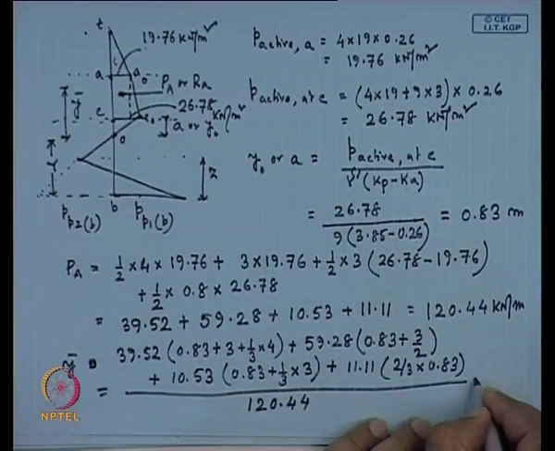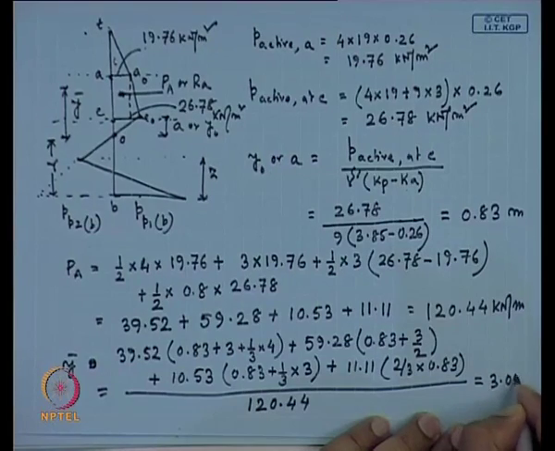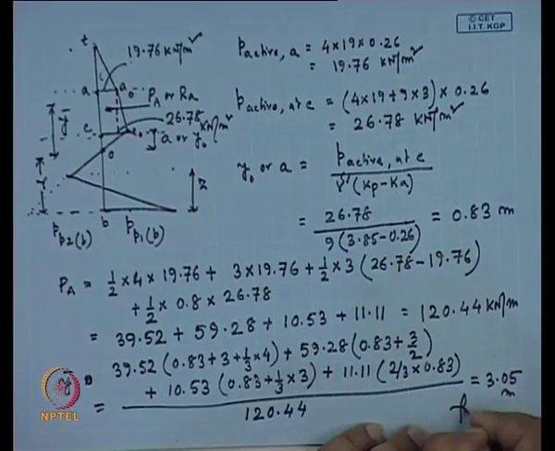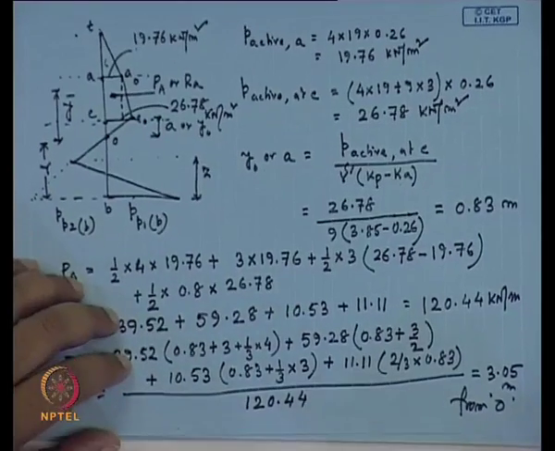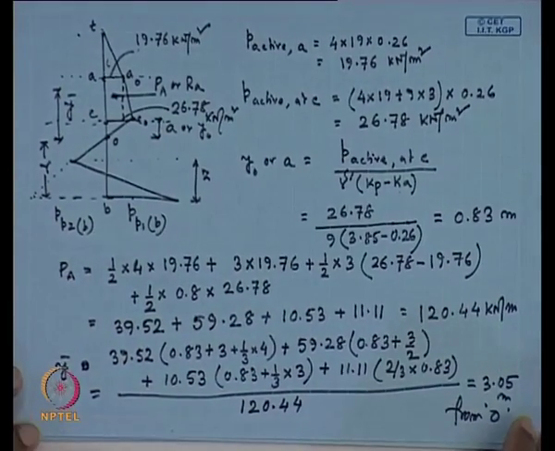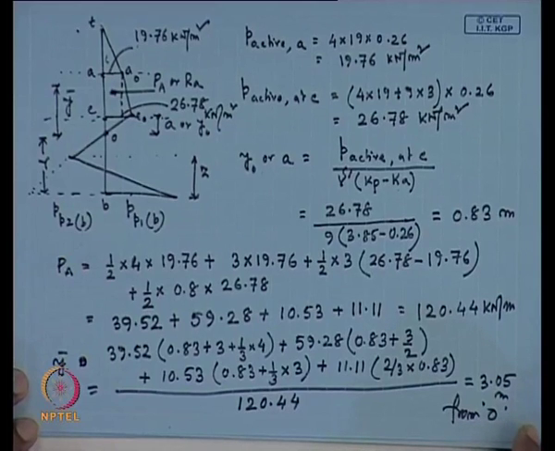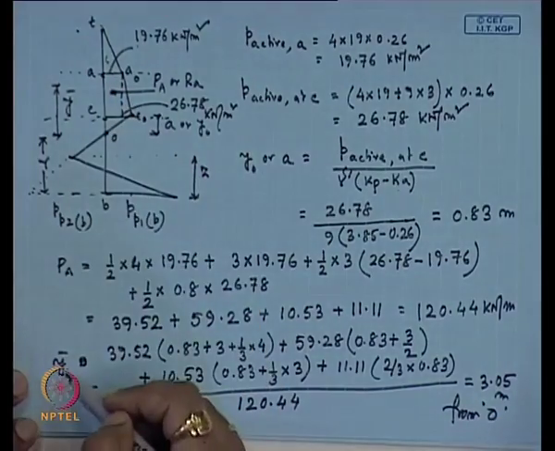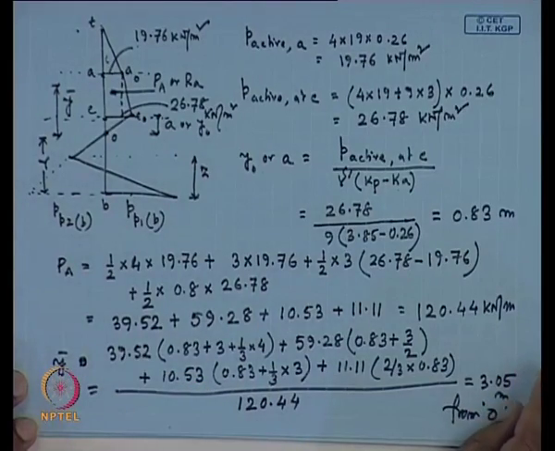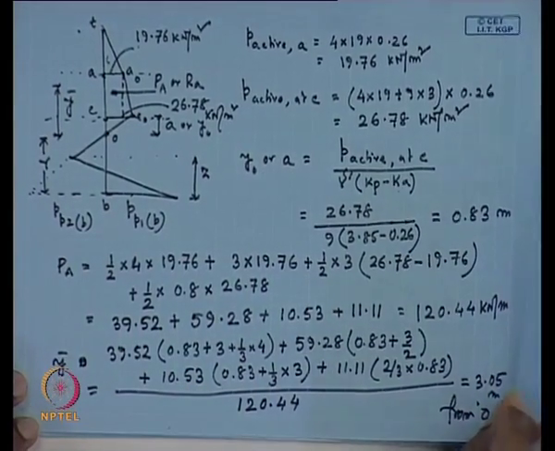So, ultimately the y bar is at a distance of 3.05 meter from O. So, we have calculated that y bar is at a distance of 3.05 meter from the O point. Now we know the total force of this area and we know the y bar, then we will calculate the rest of the things.